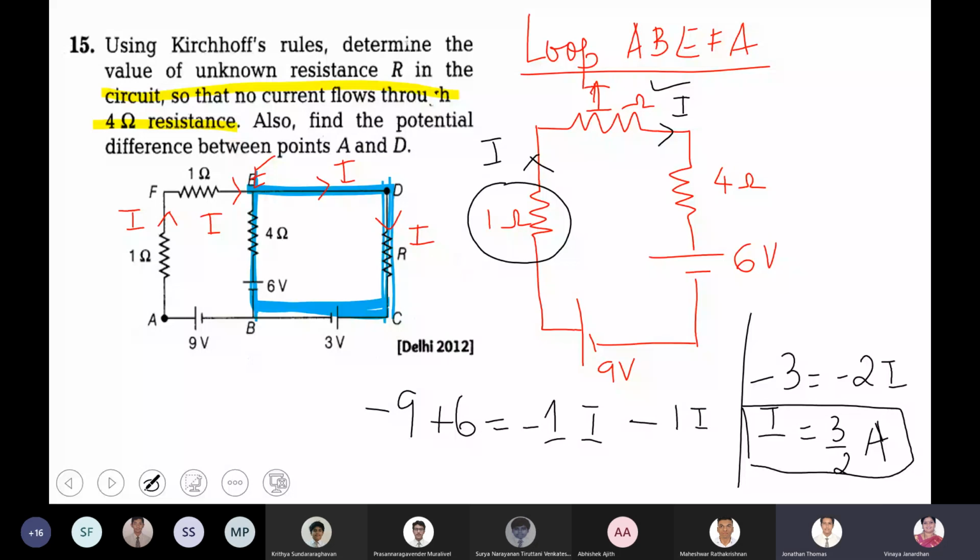Shall I draw the loop for the next one? Shall I erase this, what is being written? Okay, fine. Complete this one, boys.